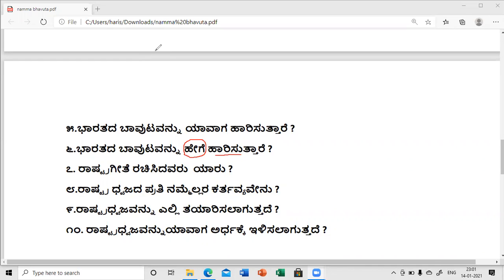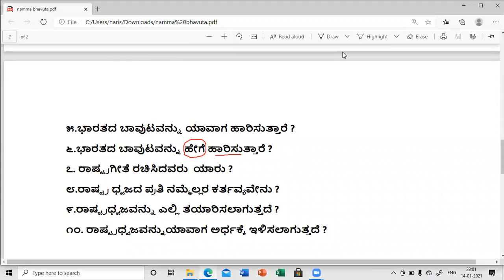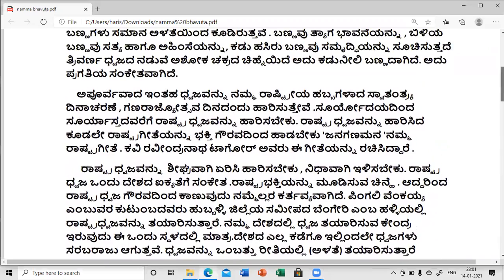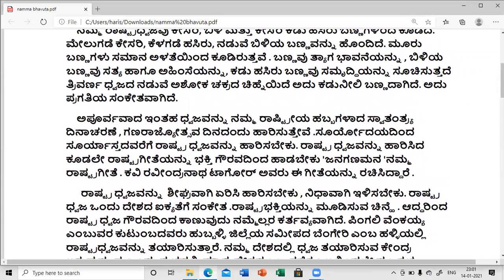So hege means how. So the word how usually indicates the method that they use in order to do the flag hoisting. Okay, and the information is just given below that. So ರಾಷ್ಟ್ರಧ್ವಜವನ್ನು ಶೀಘ್ರವಾಗಿ ಏರಿಸಿ ಹಾರಿಸಬೇಕು, ನಿಧಾನವಾಗಿ ಇಳಿಸಬೇಕು.